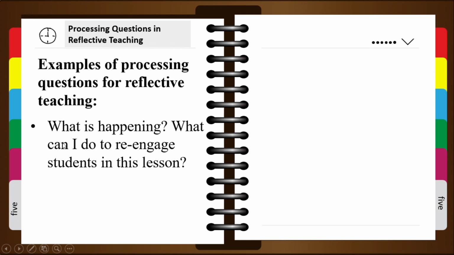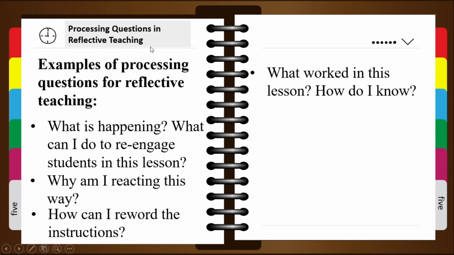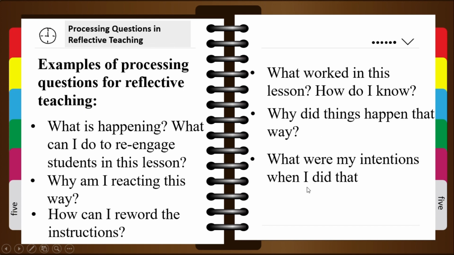For example: What is happening? What can I do to re-engage students in this lesson? Why am I reacting this way? Another example is: How can I reward the instructions? What worked in this lesson? How do I know? Another example is: Why did things happen that way? What were my intentions when I did that? These questions are examples of processing questions for reflective teaching.